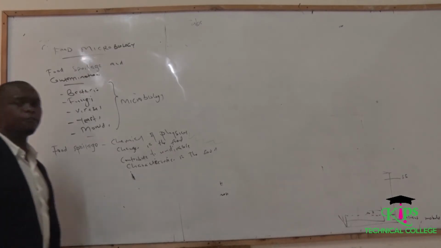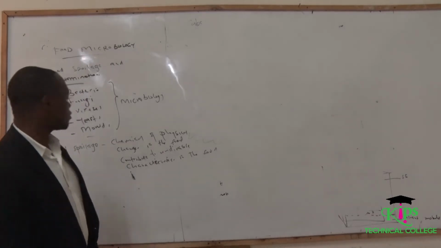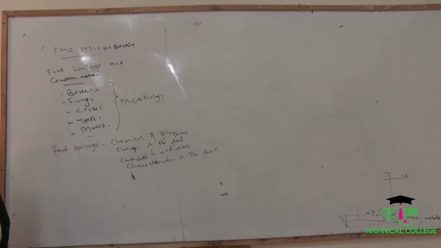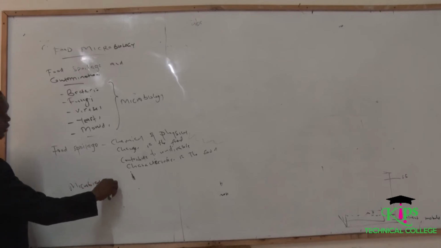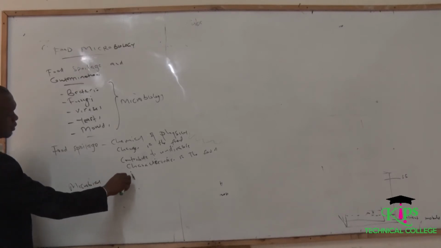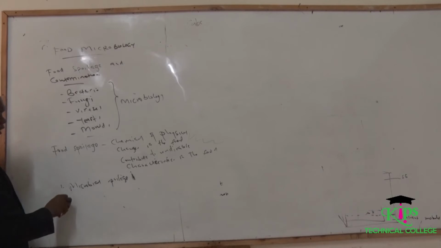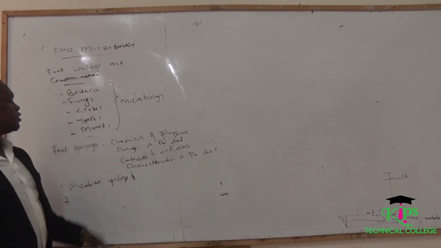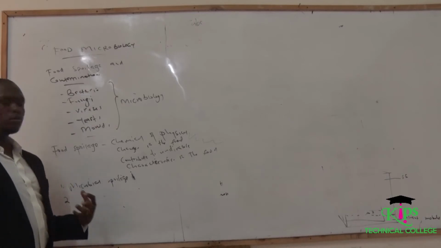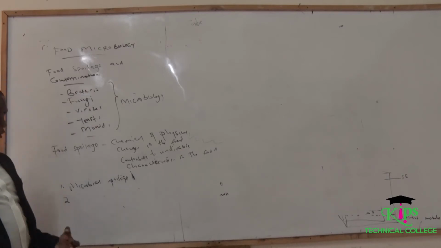Now, we have different forms of food spoilage. We have microbial spoilage. Microbial spoilage is mostly contributed by the microorganisms in the food. The ones we have mentioned here contribute to the food spoilage.